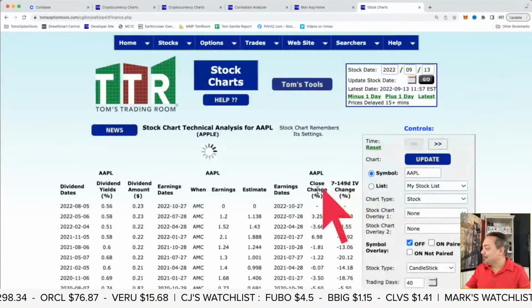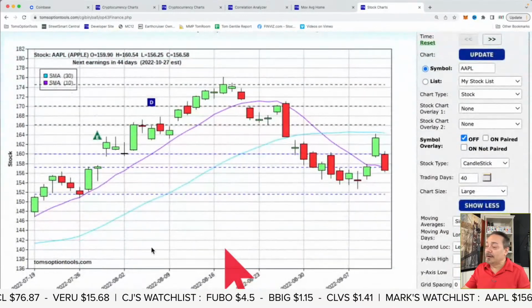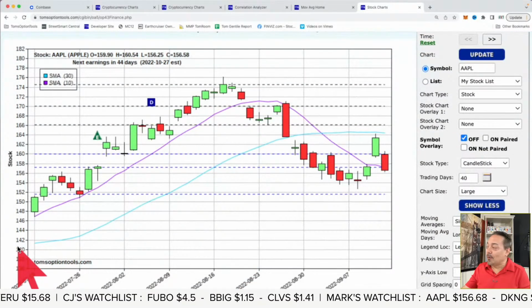Let's go ahead and take a look at Apple real quick and get it back on the screen. Here's Apple. Apple had a really nice move, and you don't see where the buy is, but it was down here quite a bit before.